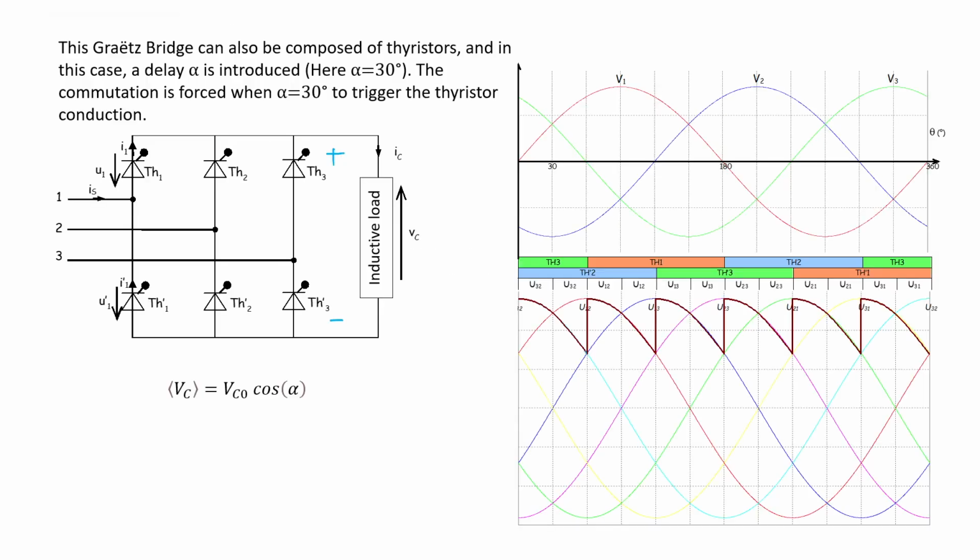The average value of the output is different from that of the previous case, and the difference is only the term cosine alpha, right? So if you fire at alpha 0, it means you have the same output voltage as the previous case.